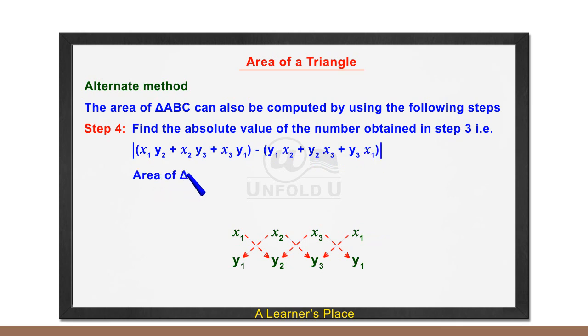Area of triangle is equal to 1/2 modulus of (x1 y2 plus x2 y3 plus x3 y1) minus (y1 x2 plus y2 x3 plus y3 x1) square units.